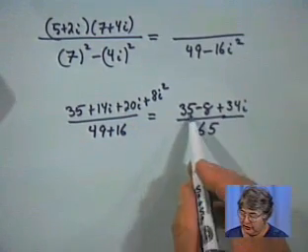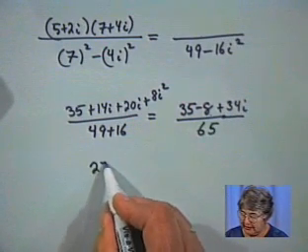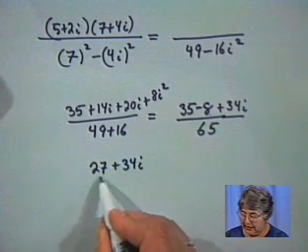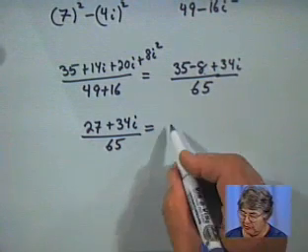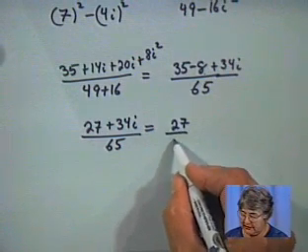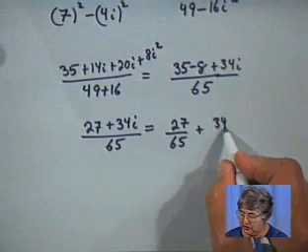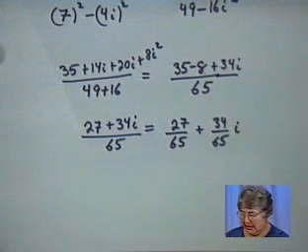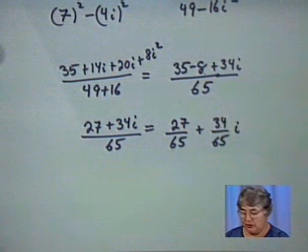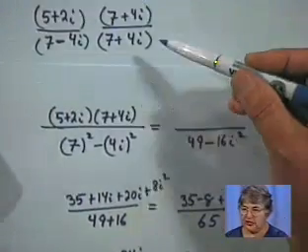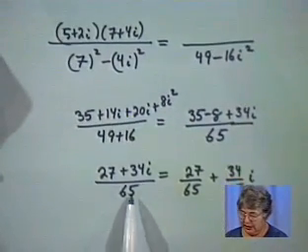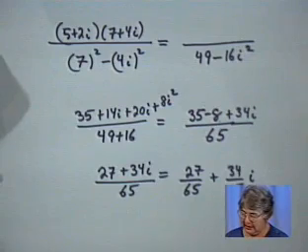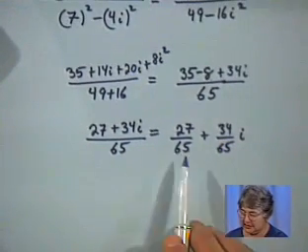Finally, we end up with 35 minus 8 plus 34i divided by 65. As you can see, we have the denominator become a real number, the number 65. Then we can separate that and write it as an a plus bi number, which is a complex number.